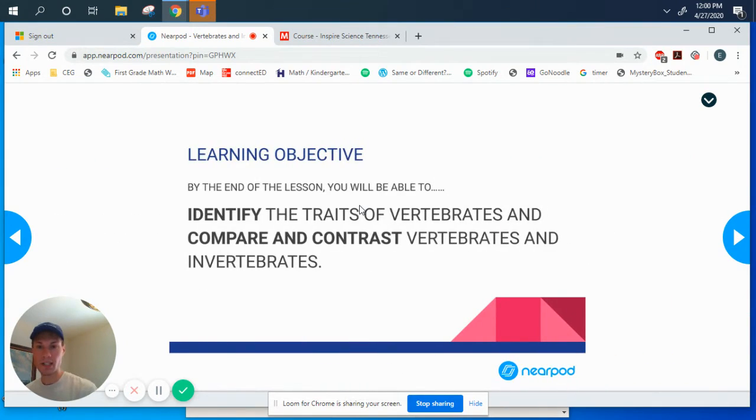Your objective, by the end of this lesson, you will be able to identify the traits of vertebrates and compare and contrast vertebrates and invertebrates.